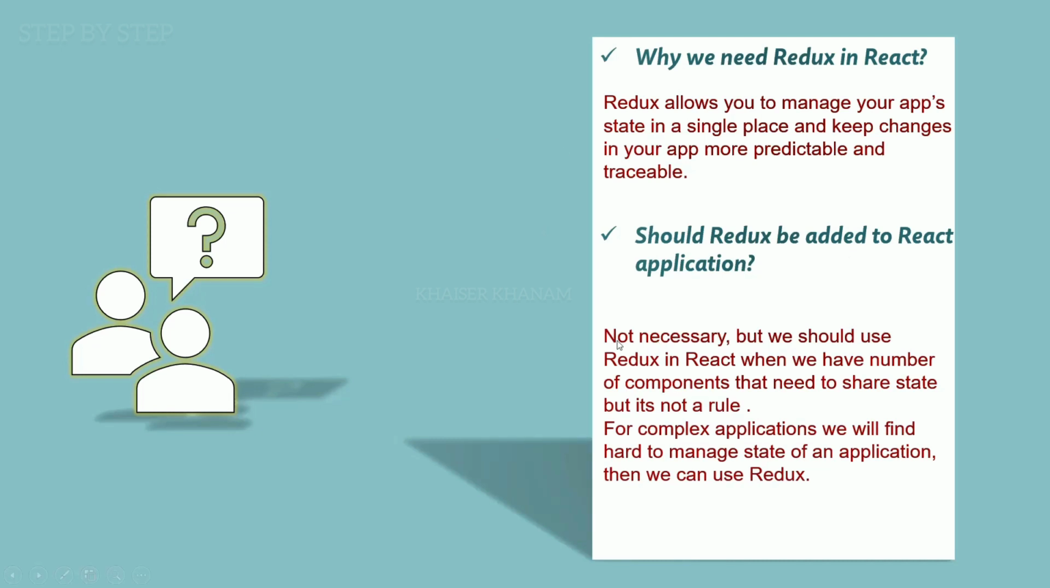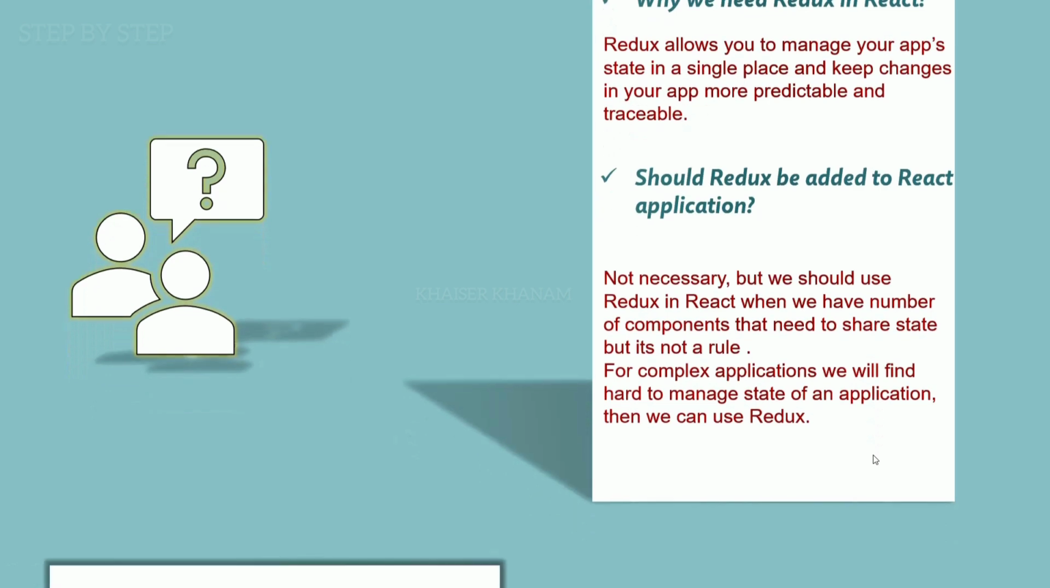So here also I have mentioned the same thing: it is not necessary, but we should use Redux in React when we have a number of components that need to share the state, but it is not a fixed rule. Accordingly, whichever concept you want to use, you can use. You can use Context API as well. For complex applications, we find it hard to manage the state of an application. That is the reason we use Redux.